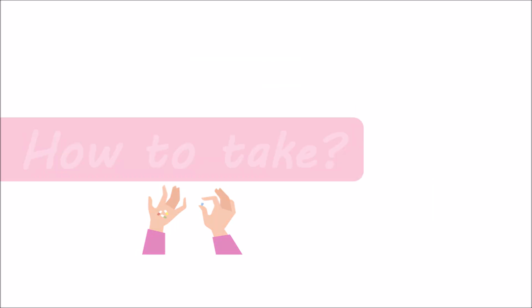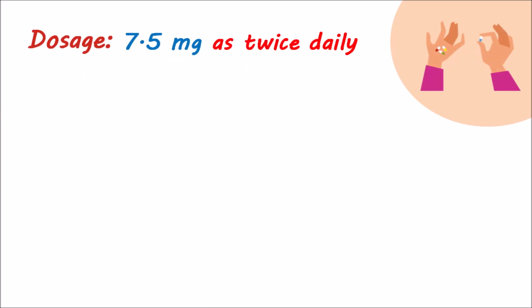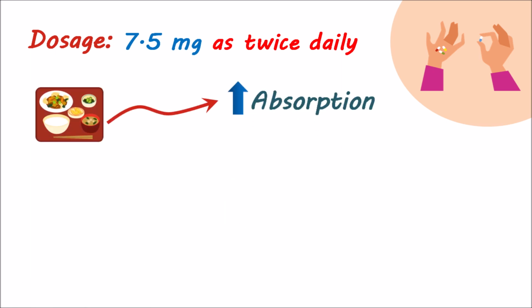Now let's see how to take this buspirone. The initial dose of buspirone is started at 7.5 mg, given twice daily. Food increases the absorption of buspirone, so the levels of this drug may vary based on how it is taken. That's why it is better to follow the same method of intake to maintain consistent plasma levels each time.